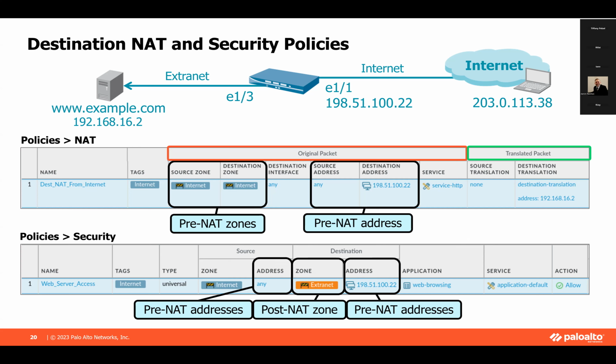Again, where you're going to be using destination NAT is you are hosting some service that the public is trying to get access to on your side, and that service has a private IP address. It's on your extranet or something like that. And we need to translate that back out to some public address.